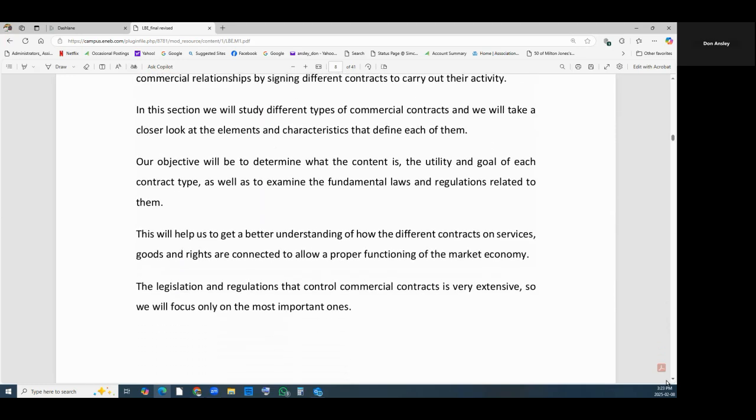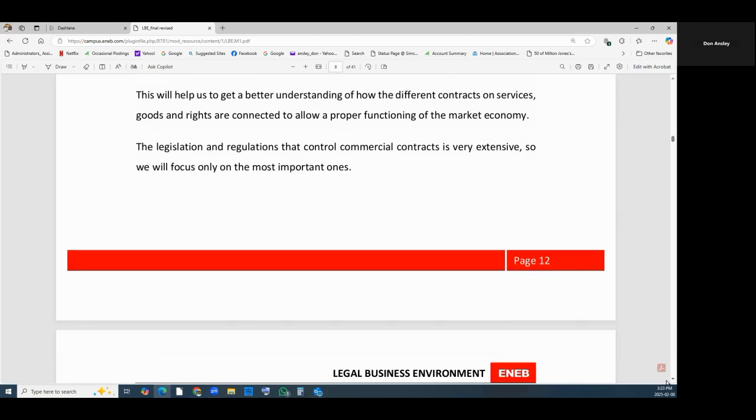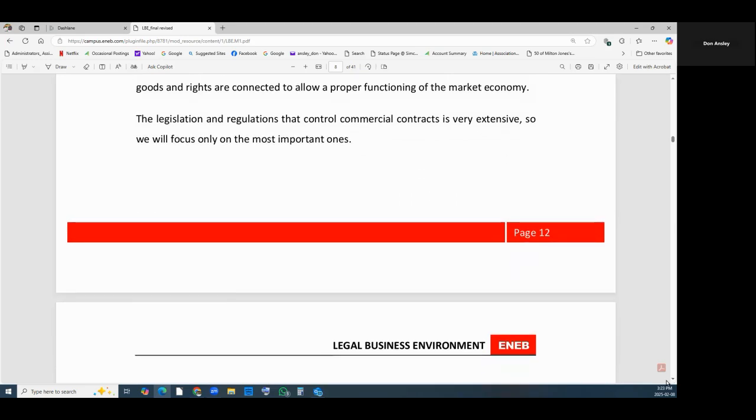Our objective will be to determine what the content, utility, and goal of each contract type is, as well as examine the fundamental laws and regulations related to them. This will help us to get a better understanding of how the different contracts on services, goods, and rights are connected to allow a proper functioning of the market economy. The legislation and regulations that control commercial contracts are very extensive, so we will focus only on the most important ones.